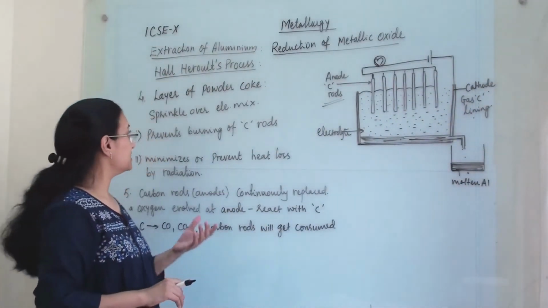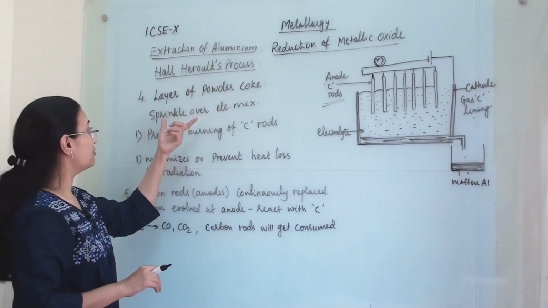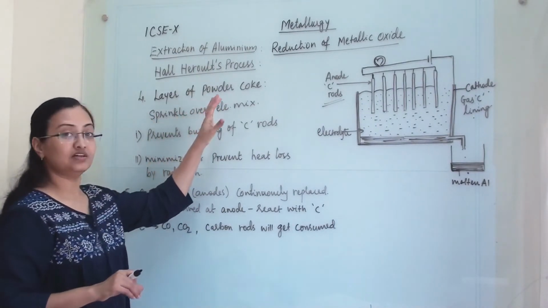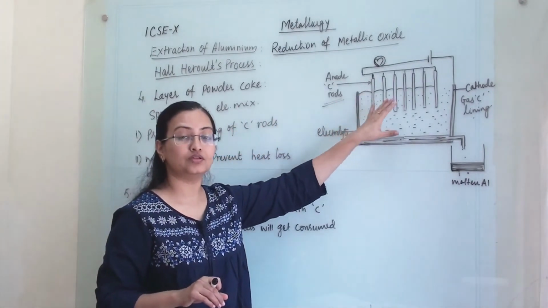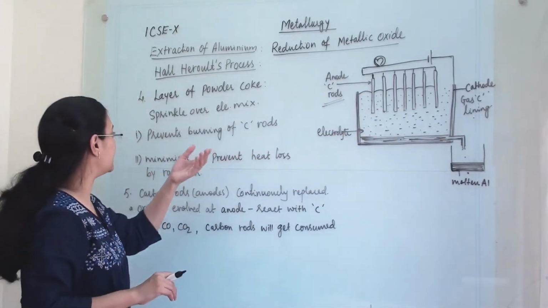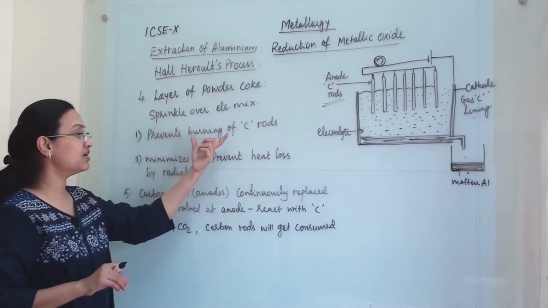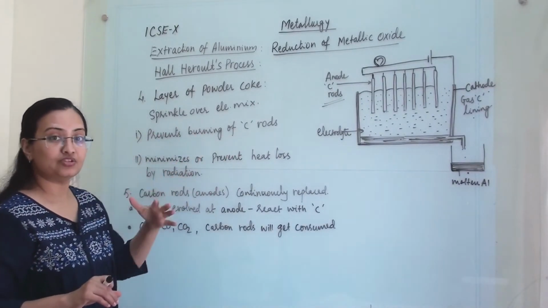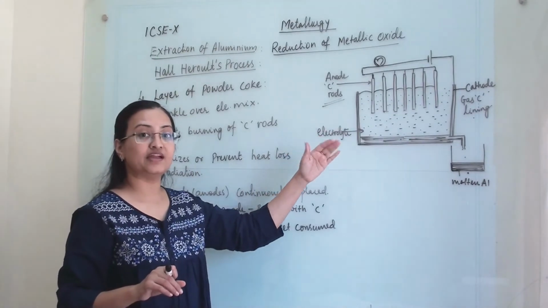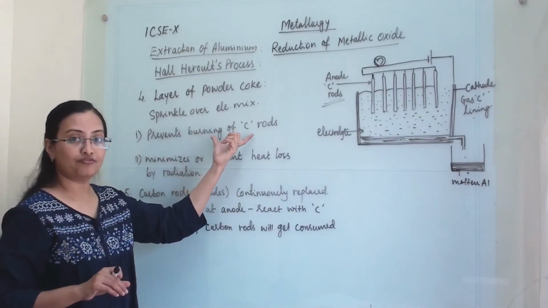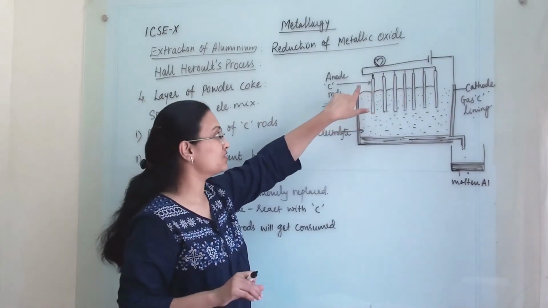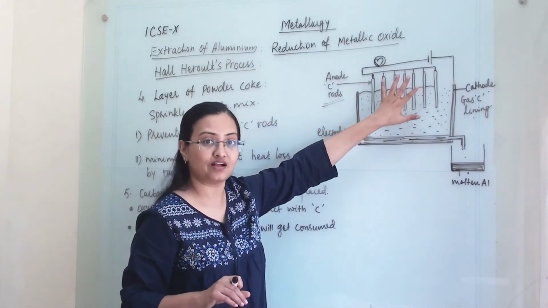Our next reason is that a layer of powder coke is sprinkled over the electrolytic mixture. Why are we doing that? Because it prevents the burning of carbon rods. We know that we are doing this process at high temperature, so we should prevent the burning of carbon rods. Where are the carbon rods? These anodes are carbon rods.